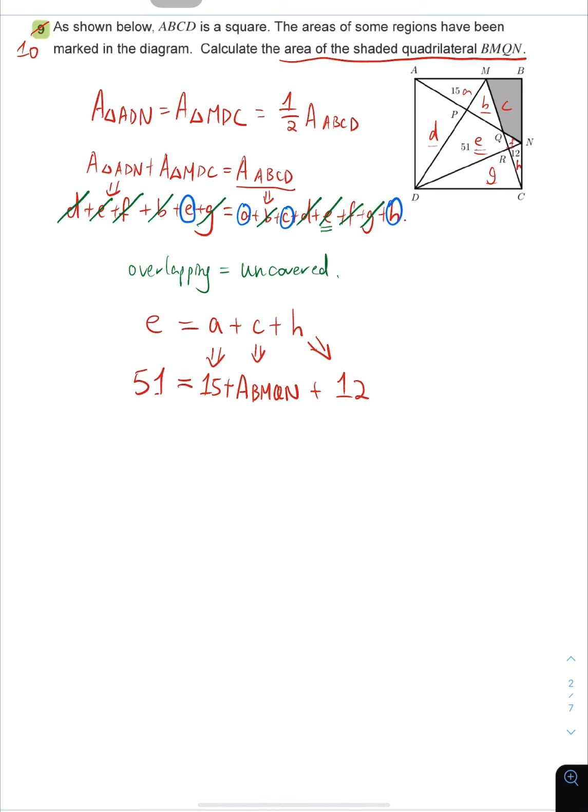So we have 51 equals 15 adding the area of BMQN adding 12, which means that the area of BMQN is equal to 51 take away 15 take away 12. So it should be 24. All right, so the area of BMQN is equal to 24.